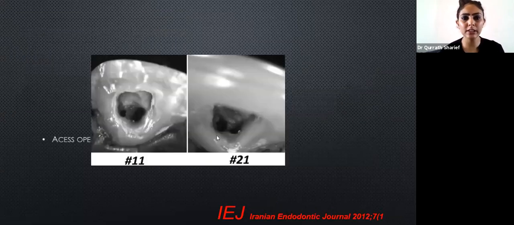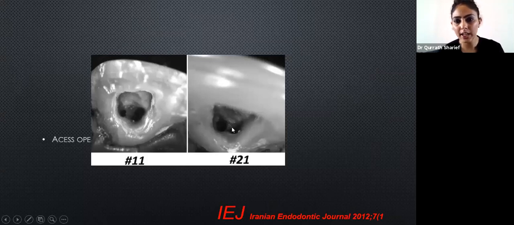So this is a clinical picture which depicts the access cavity preparation. If you see here, there are 2 canals which are present equidistant to each other. But if you see here, there is a huge canal, whereas the second canal is slightly at an angulation and it is smaller. So this is the clinical representation.